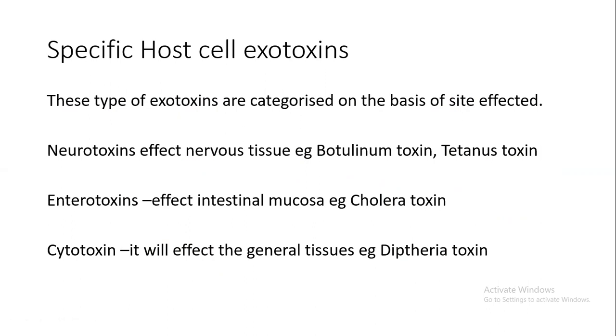Now, the second category of proteins are the specific host cell exotoxins. These are categorized further on the basis of the site they affect. For example, neurotoxins will affect the nervous tissue, for example the botulinum toxin or the tetanus toxin. Enterotoxins will affect the intestinal tissue, while cytotoxins will affect the general tissue. So diphtheria toxin is an example of a cytotoxin as well.